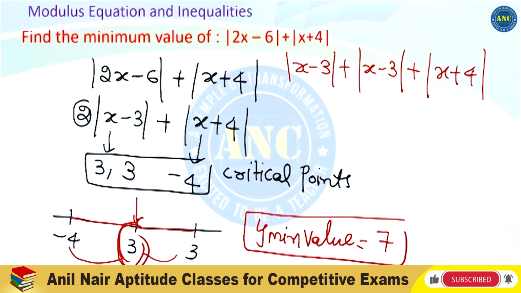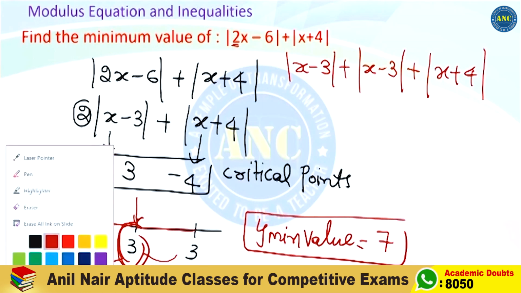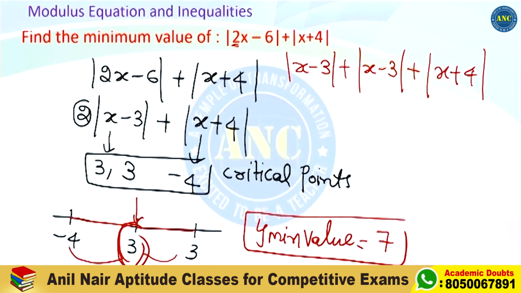Idea is clear. So if the coefficient of x is other than 1, just write down how many times the coefficient is present. Mod of x minus 3, mod of x minus 3 plus mod of x plus 4. So x plus 4 gives minus 4.